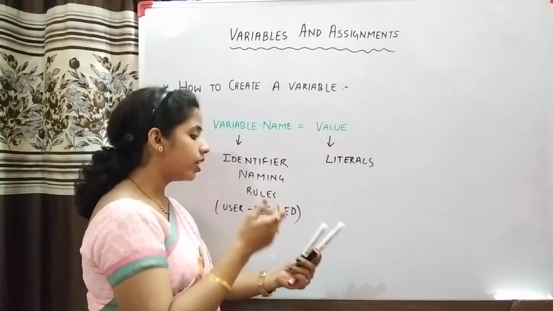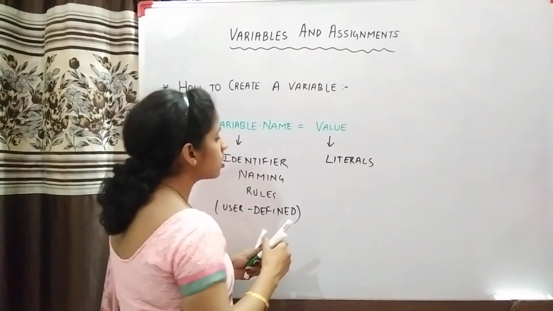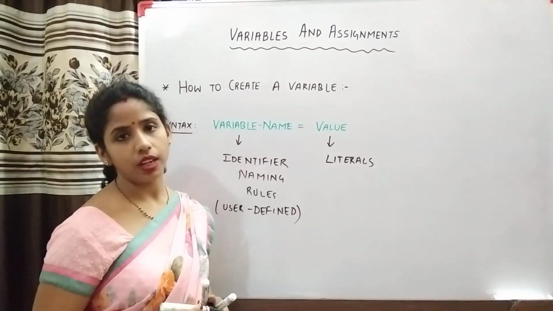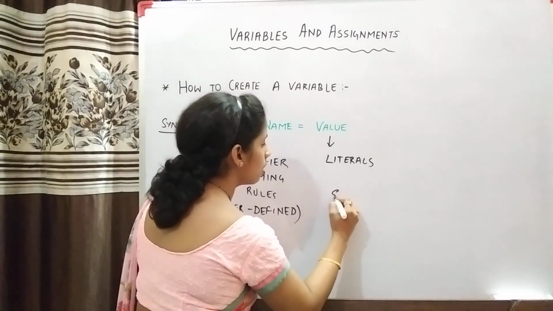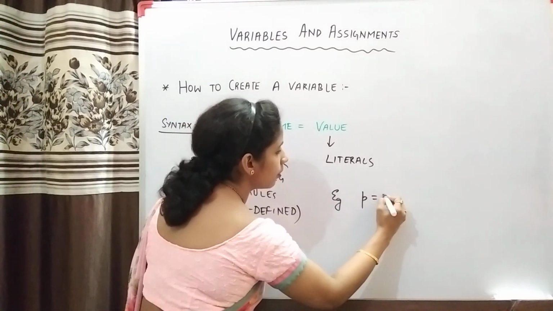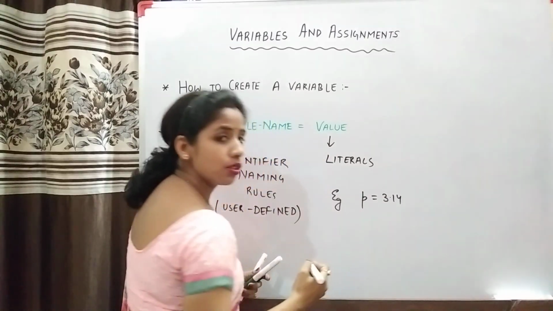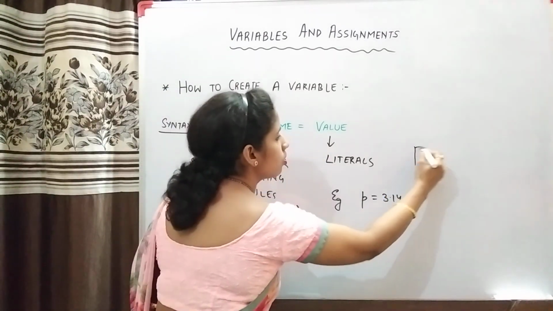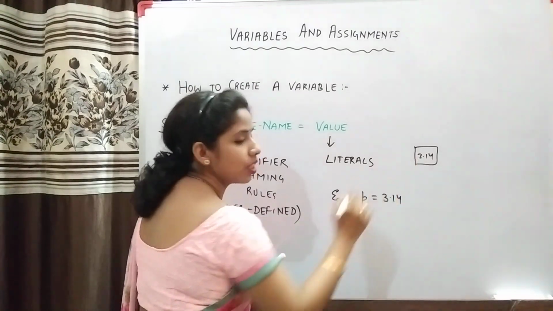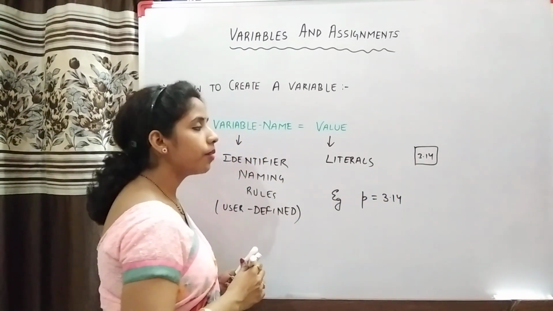Okay, so let us take an example. Suppose I want to create a variable of float type. So what will I do? Suppose I want to create variable p and give it the value 3.14. So what will happen? There will be a memory location where 3.14 will be stored, and p will be referring to this location.